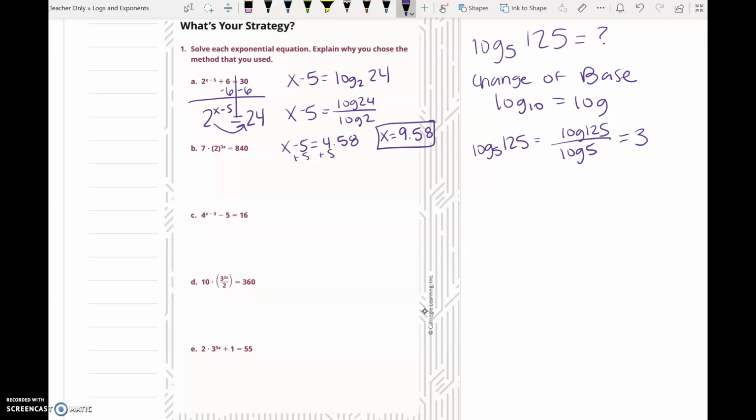So again, get the exponent by itself, turn it into a log, change your base, and boom. Next, if I want to get this exponent by itself, I have multiplying by 7, so I'm going to divide by 7. I'm going to take 840 and divide by 7, which I don't know off the top of my head. It's 120. My exponent is by itself. There's nothing surrounding this exponential. I'm going to change it into a log. So 3x equals log base 2 of 120. I'm going to change my base, so that's log 120 divided by log of 2.